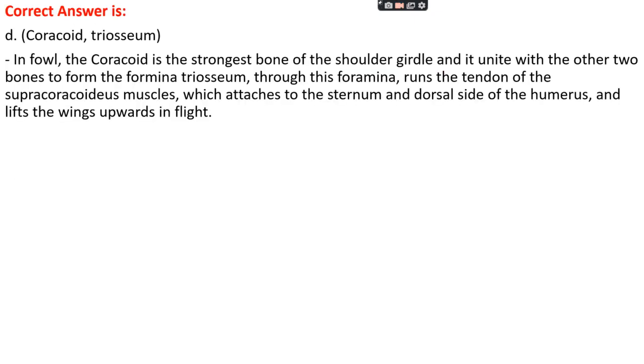In fowl, among all three bones of the shoulder girdle, that is scapula, coracoid, and clavicle, the coracoid is the strongest bone of the shoulder girdle, and it unites with the other two bones, that is the scapula and clavicle, to form the foramen, which is known as the foramen triosseum. Through this foramen, the tendon of the supracoracoideus muscle passes, which attaches to the sternum and the dorsal side of the humerus, and it helps in lifting the wings upward during flight.